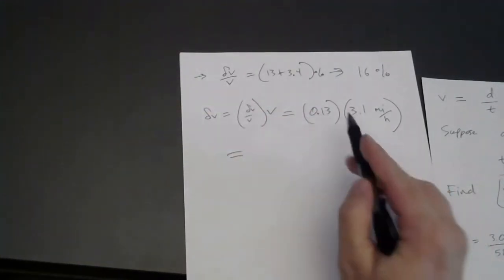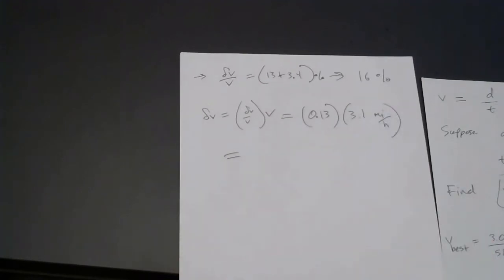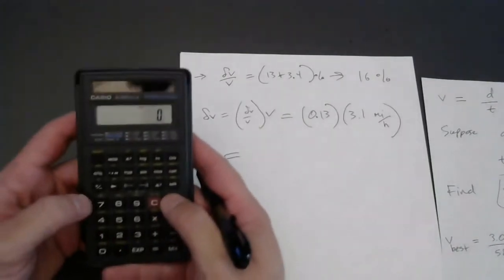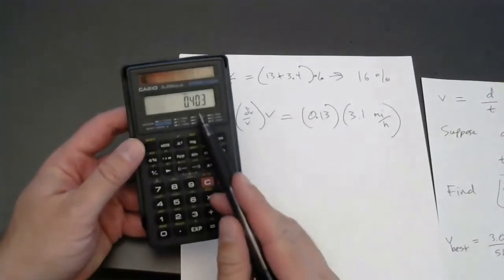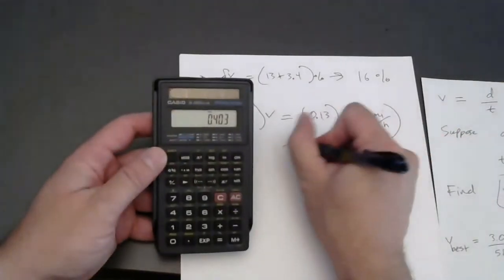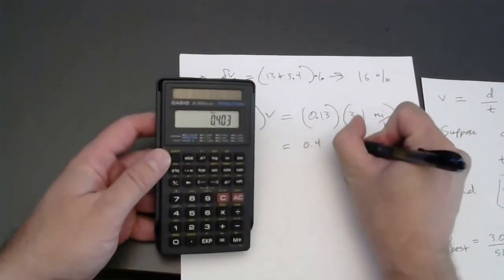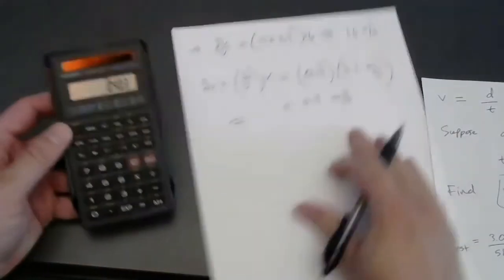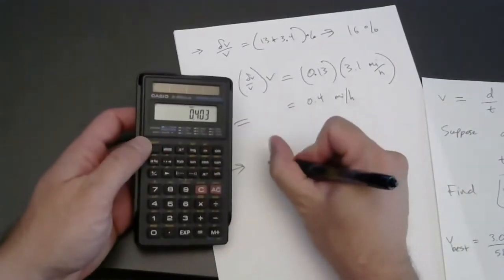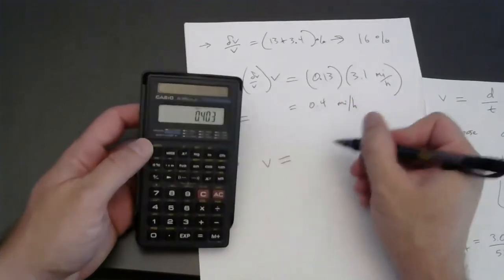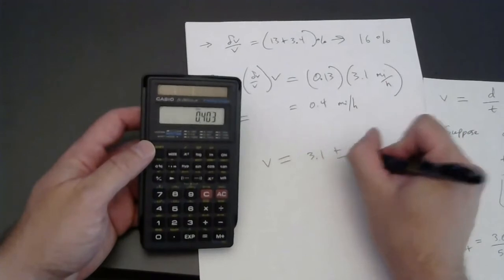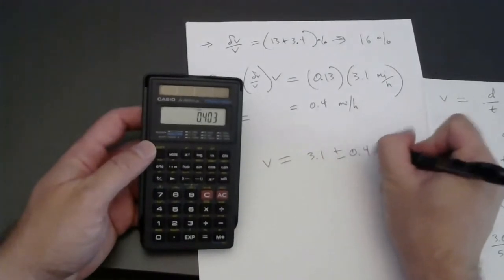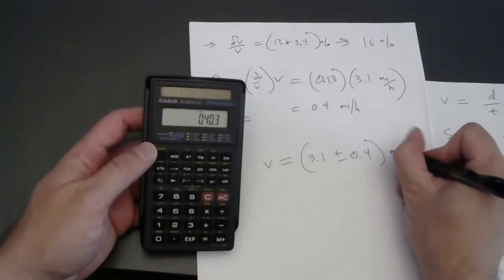Can I do that in my head? 13 times 3, what is that, 39? Then I have to move the decimal. So that's like 0.39, which I could round to 0.4, but let's do it with the calculator. 0.13 times 3.1. I'm just going to round that to 0.4. So 0.4 miles per hour. And that means it would now be reasonable to say that your speed was likely 3.1, but it could be as much as 0.4 higher than that or 0.4 lower than that.